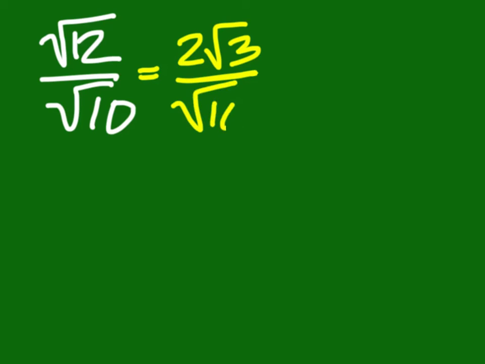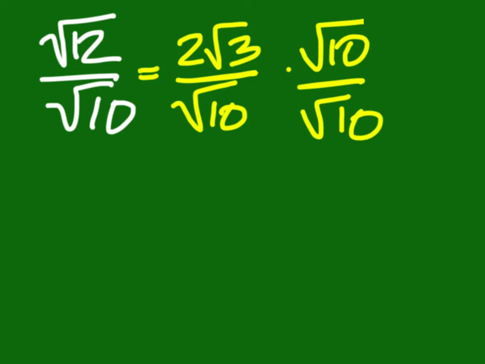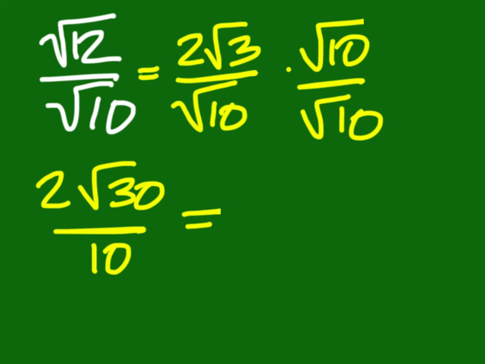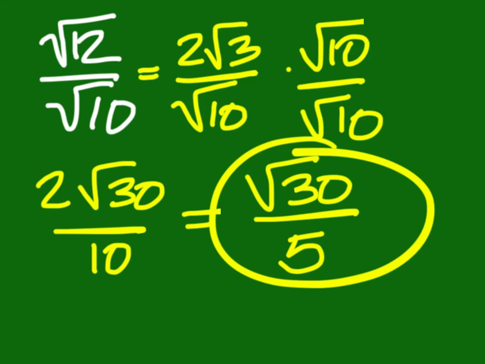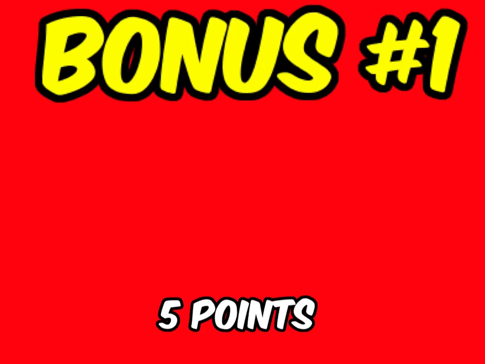On this one, we'll break up the top as 2 square root of 3 and then multiply the top and the bottom by the square root of 10 to get 2 square root of 30 over 10, which simplifies to square root of 30 over 5. Try this bonus if you're finished with the practice.